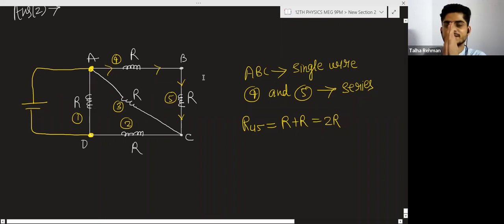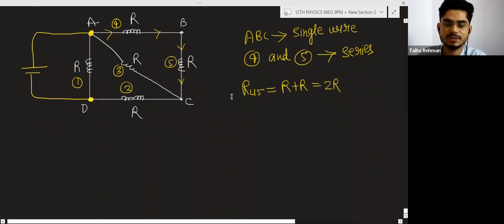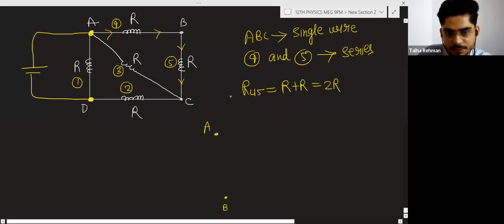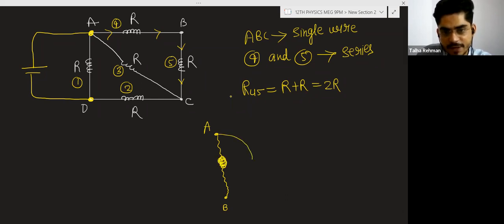That is the another point. See here, I'm just giving one example. Here is one point A, here is one point B. Okay, and here is wire. Suppose here is a country. Here is one country whose name is R. Here is another country whose name is 2R.